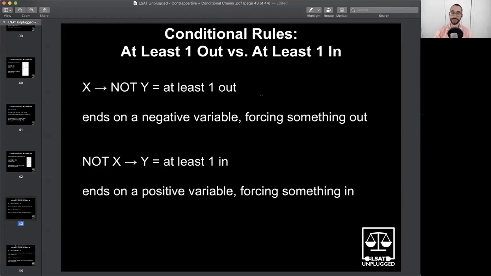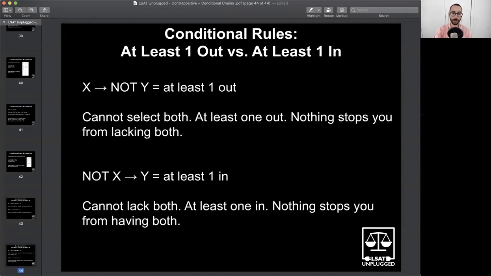Other example, peas and carrots. If you don't eat peas, must eat carrots, contrapositive, not carrots, then peas. We're gaining something. We're ending on a positive. At least one of those two must be in. But again, nothing is stopping us from having both, because when you have one, we don't know where the other one will be. Could be in.